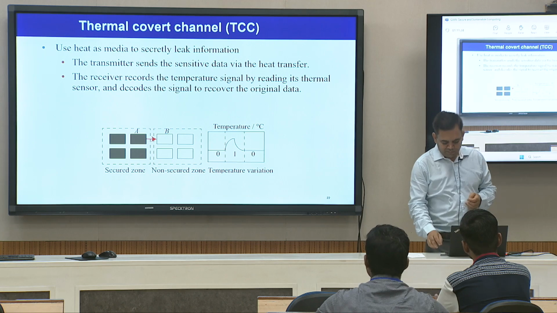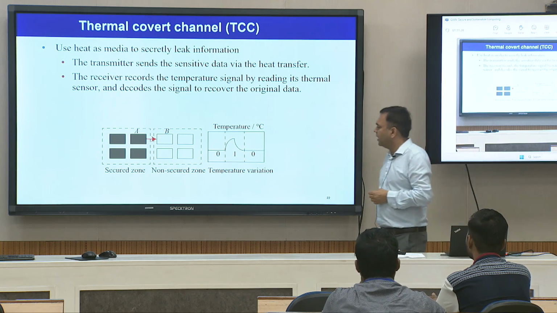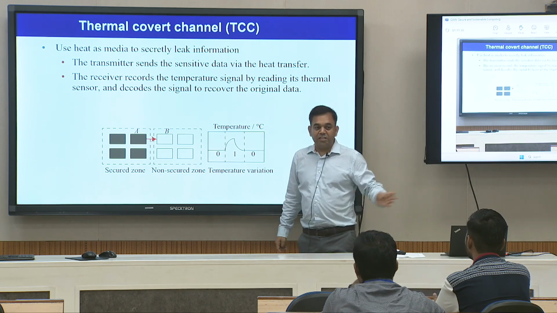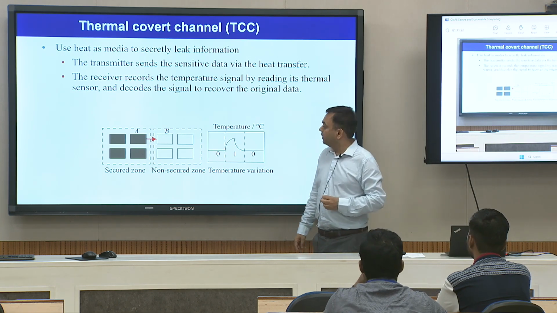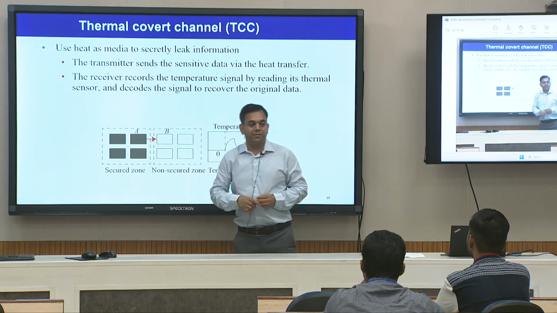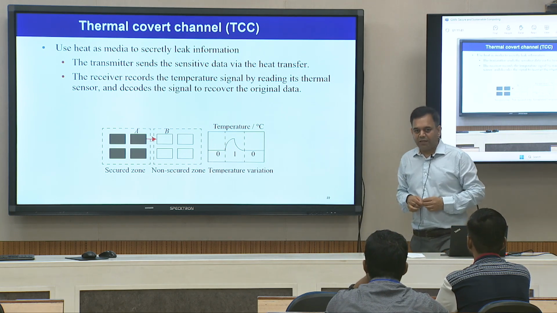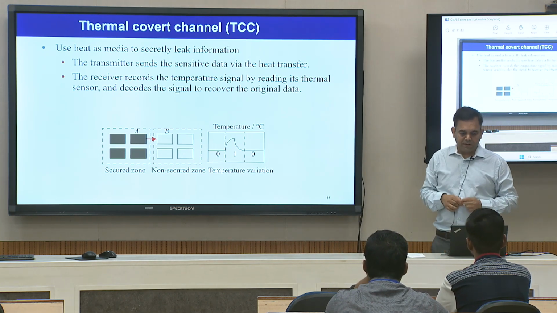Okay, so what kind of temperature sensors are used in this? In each laptop, each phone, we have a sensor. But this one is assuming you have a sensor here, you have a sensor here as well. So these are typical sensors that we have in each of them. Okay, yeah.